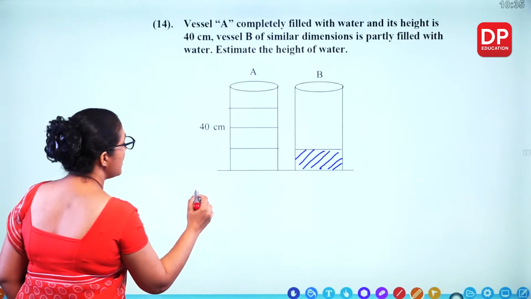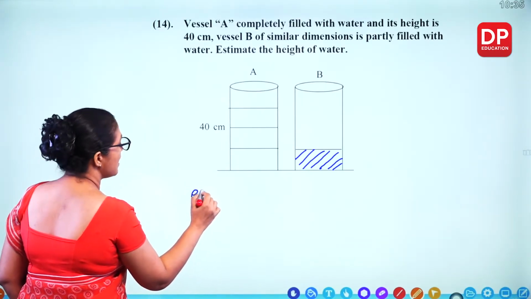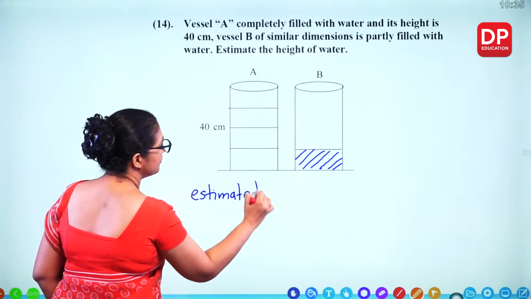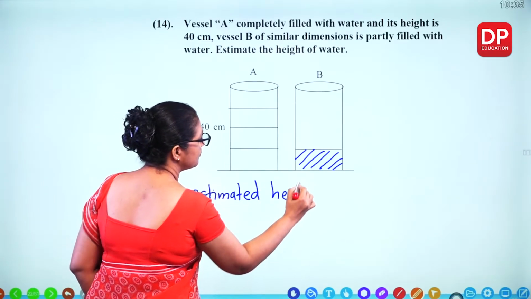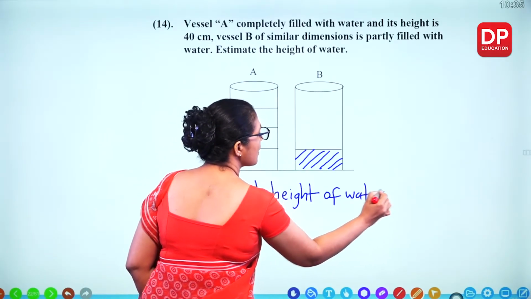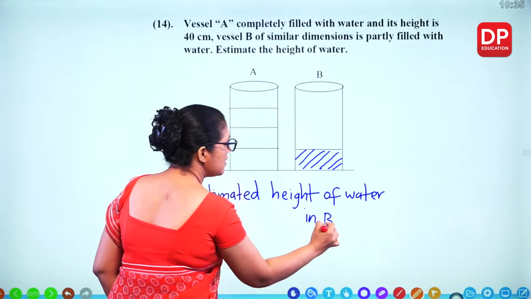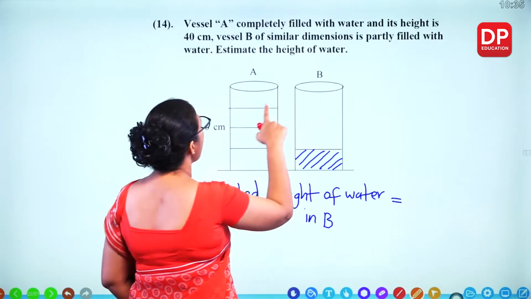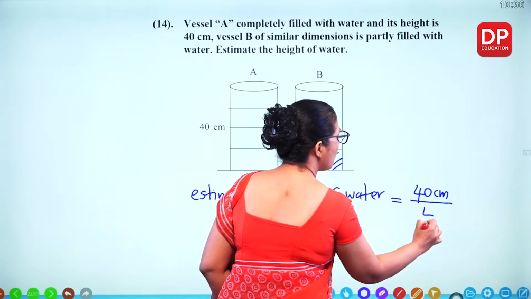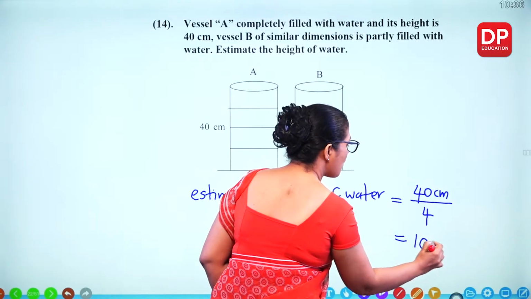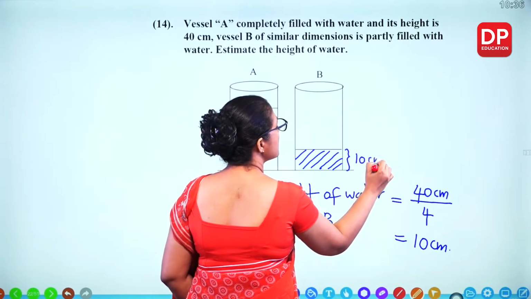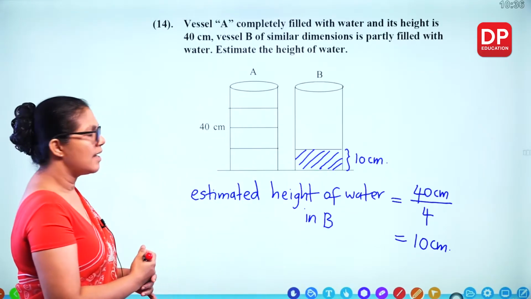So you can say estimated height of water in B vessel is equal to 40 centimeters divided by 4. So you get roughly 10 centimeters. So one part is 10 centimeter height.